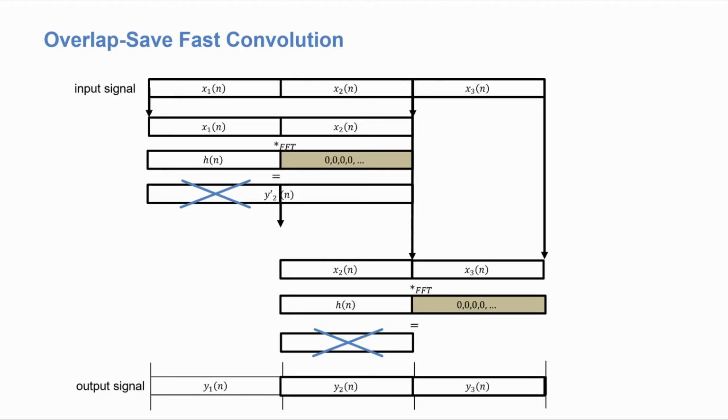Now, you might ask yourself how to obtain the very first frame of the output signal. Well, that's very simple. Just prepend one frame of zeros to the input signal, like this, before starting the processing.